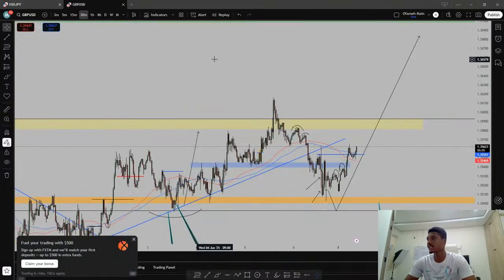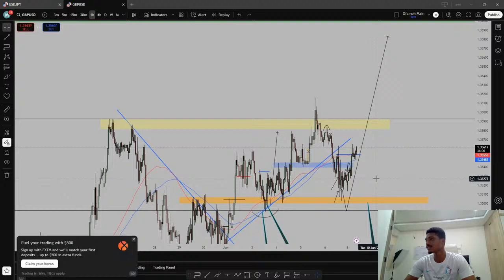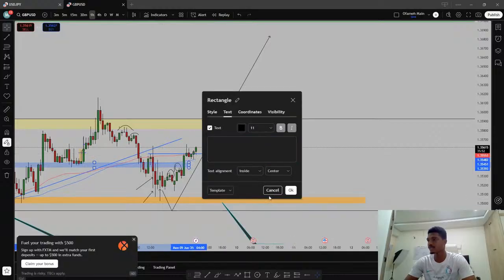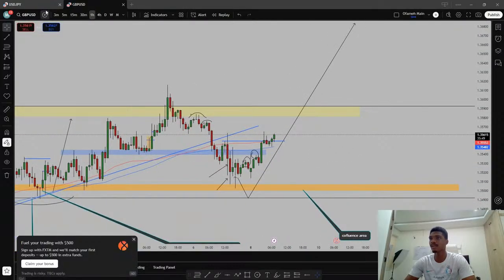So let's just see how GBP USD JPY is going to flow, right? Fingers crossed there. GBP USD, like I said, I would love to see a nice double bullish candle close above this area before I could take any decision on this pair.